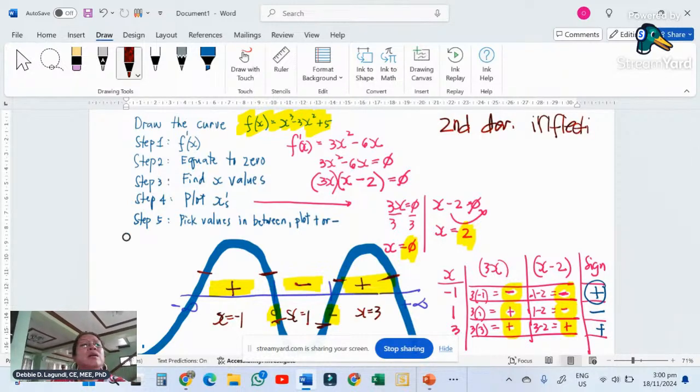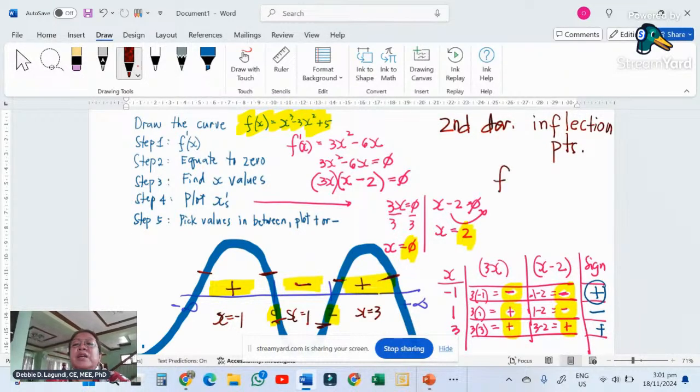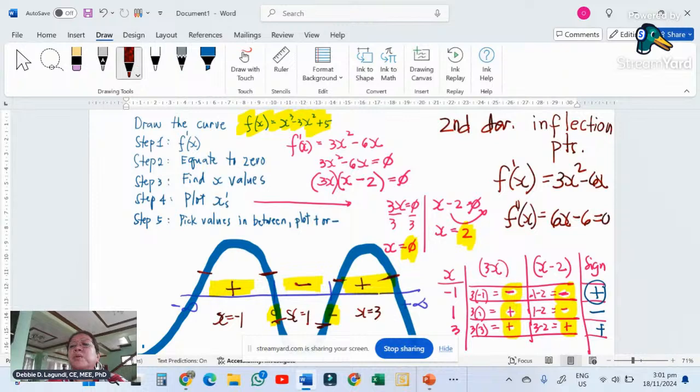Inflection is where your line changes from negative to positive. Our first derivative is computed as 3x squared minus 6x. So f double prime x will now be equal to 6x minus 6 equal to 0.